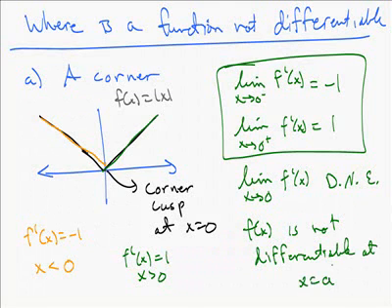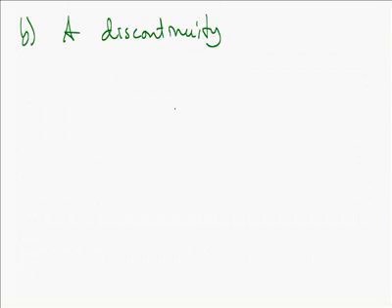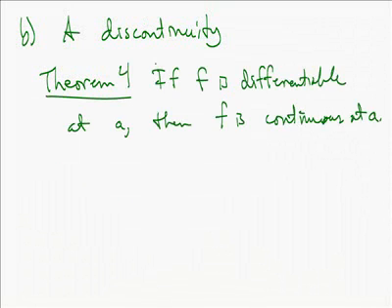There's two other cases then when we don't have differentiability. One is a discontinuity, and so anytime a function is not continuous, then it is not differentiable, and that's what we're told in Theorem 4. If you look at Theorem 4 on page 161, it says that if f is differentiable at a, f is continuous at a. So in order for a function to be differentiable at a point, it has to be continuous at that point.